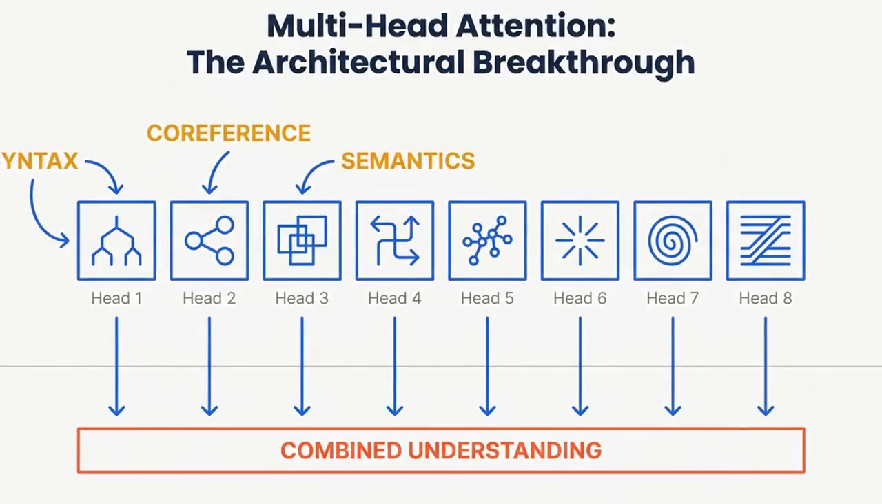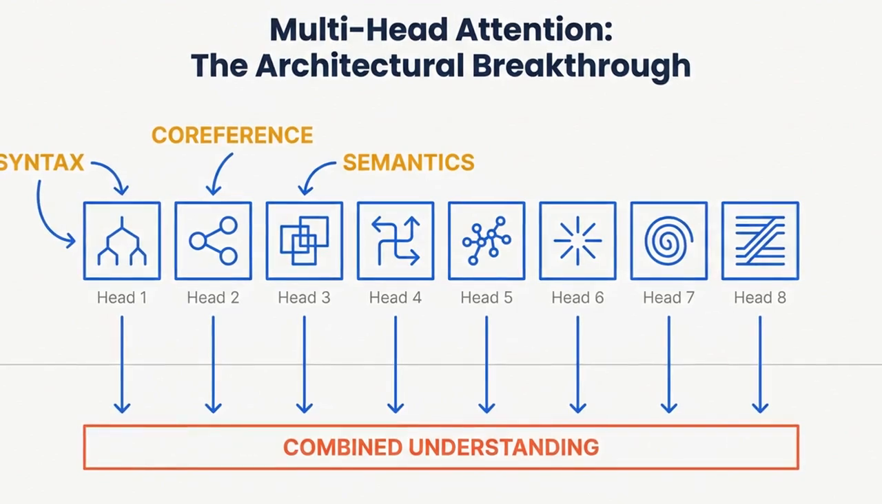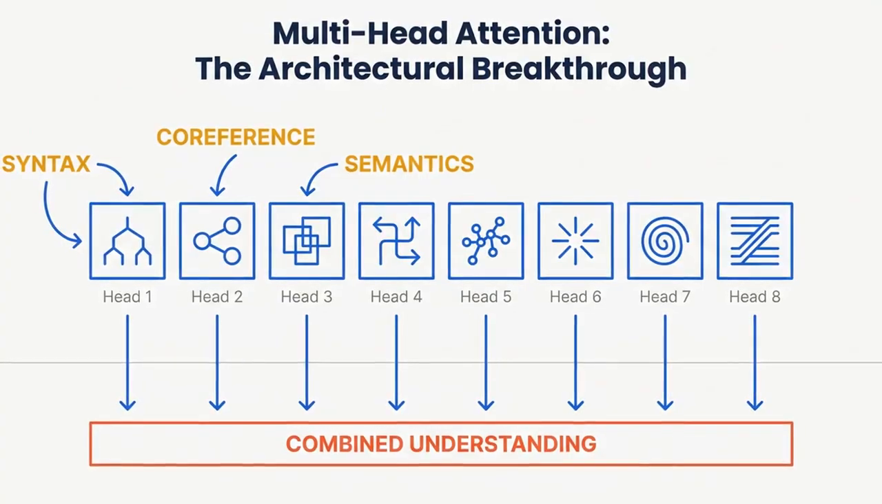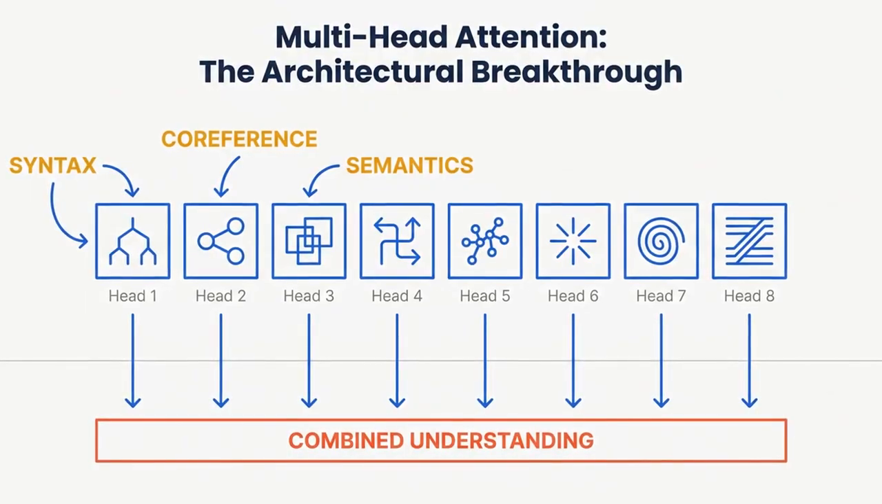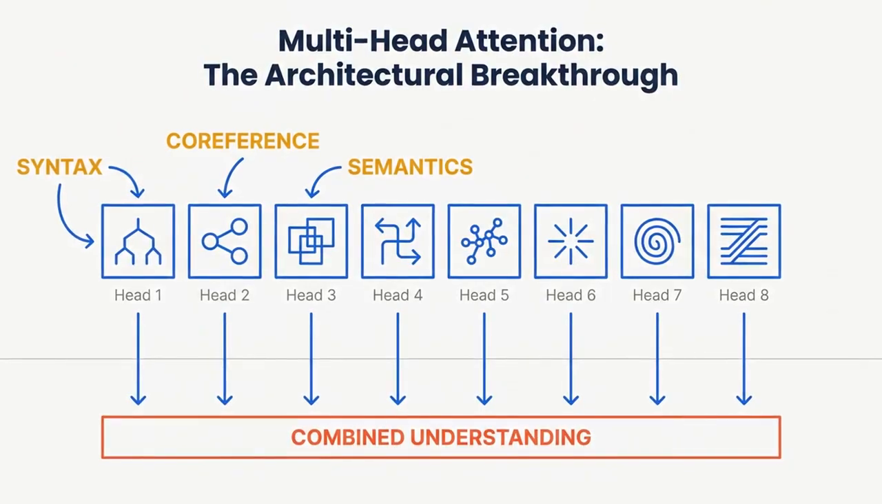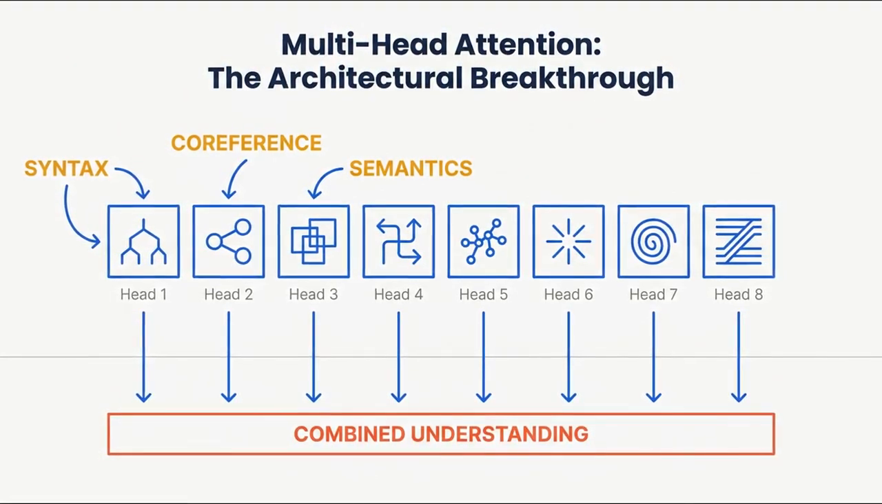In this video, we will explore the architectural breakthrough that solved this problem: multi-head attention. You will discover why a single attention head is not enough to capture the richness of language, and how parallel attention heads divide and conquer syntax, coreference, and semantics simultaneously. By the end, you will see exactly how modern AI models think in parallel.